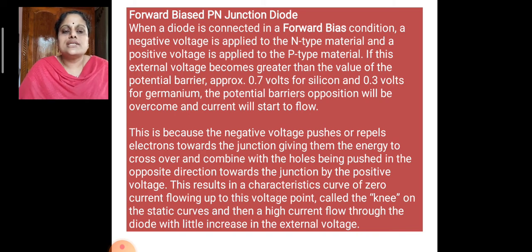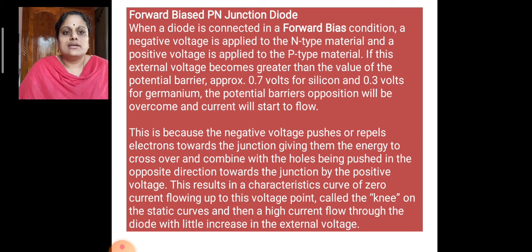So, when a diode is connected in a forward bias condition, a negative voltage is applied to the N-type material and a positive voltage is applied to the P-type material. If this external voltage becomes greater than the value of the potential barrier, that is approximately 0.7 volts for silicon and 0.3 volts for germanium, the potential barrier's opposition will be overcome and the current will start to flow.